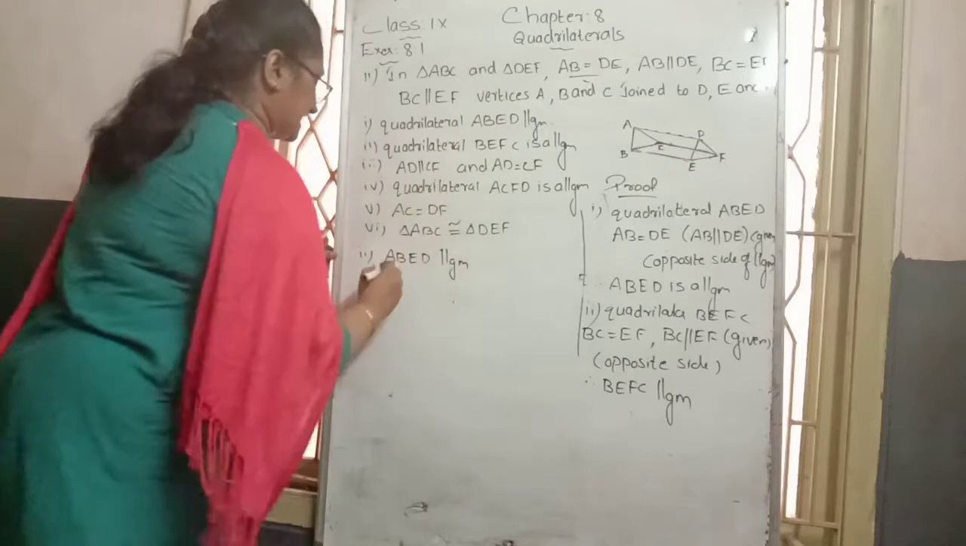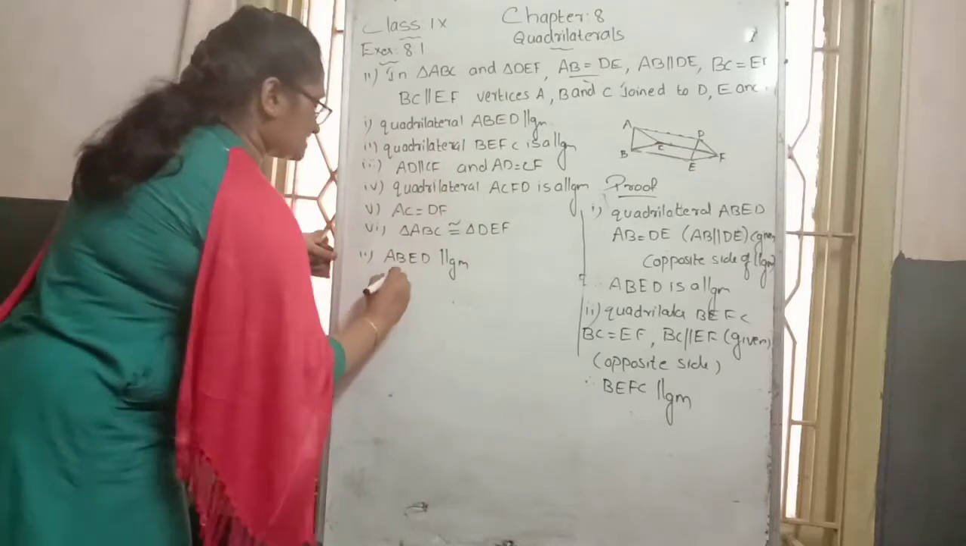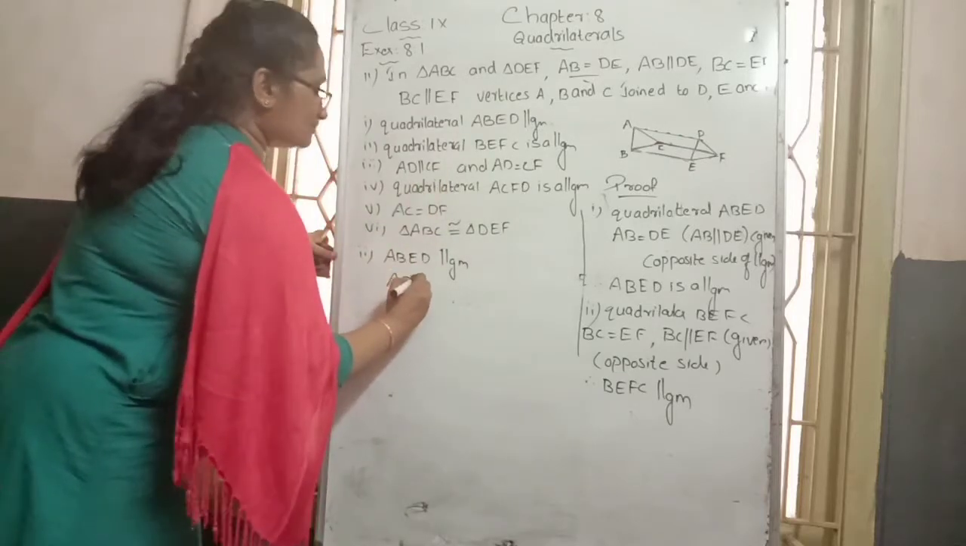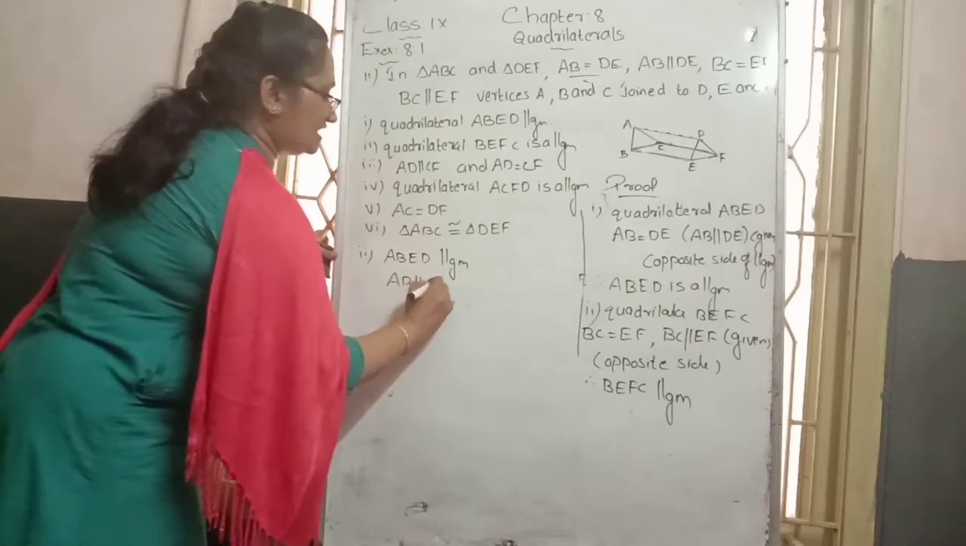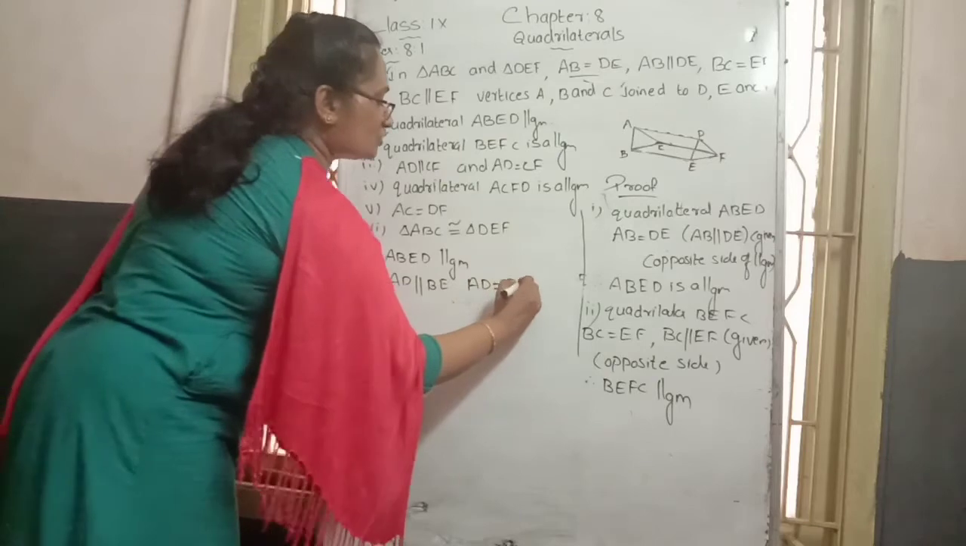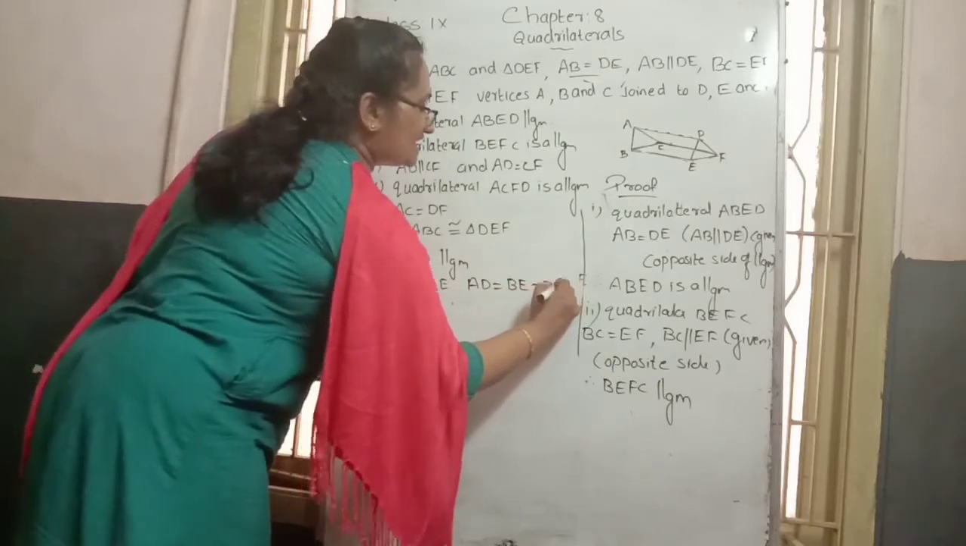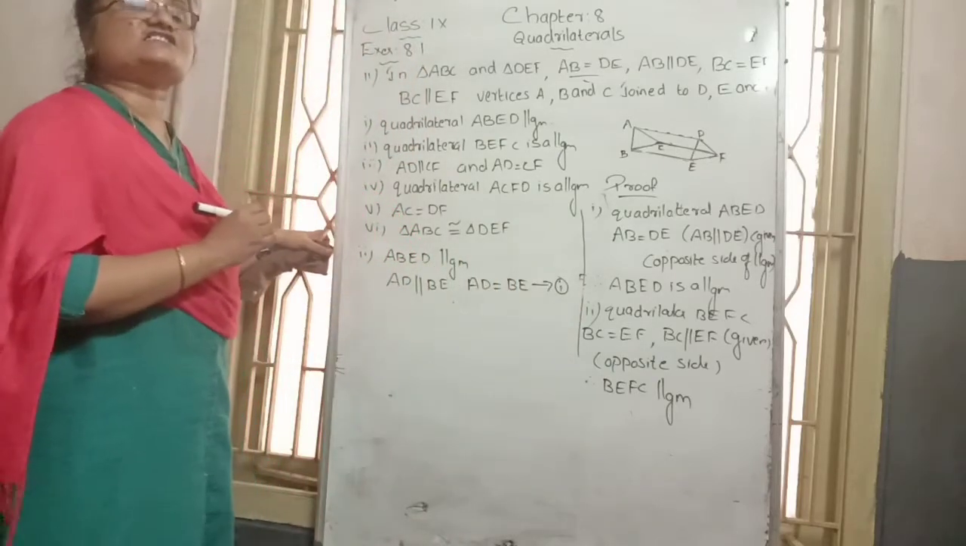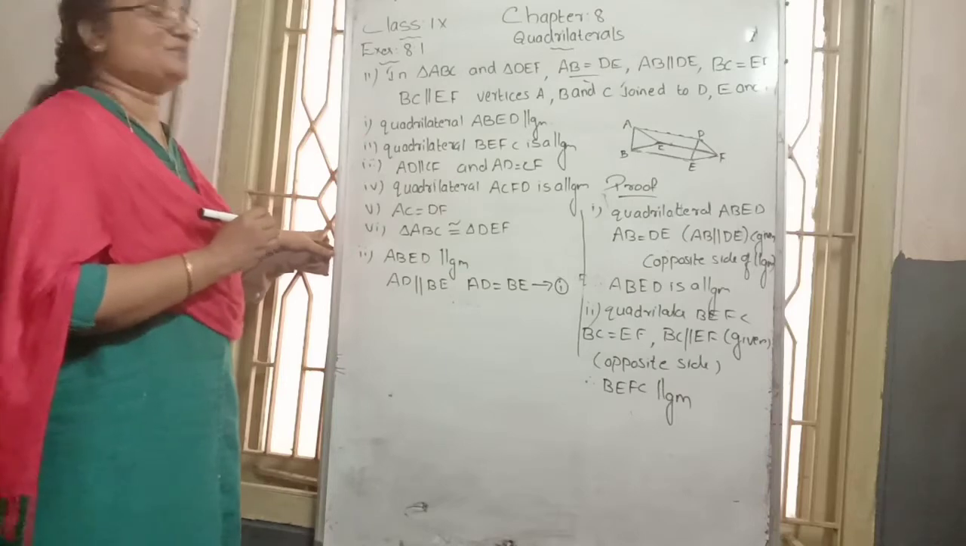So there we can write AD is parallel to BE. So that's why we can say AD is equal to BE. There we mark it as equation 1. What is the reason? They are the opposite sides of the parallelogram.